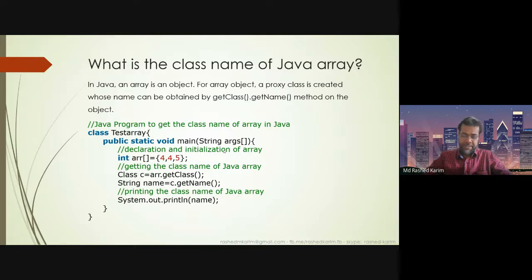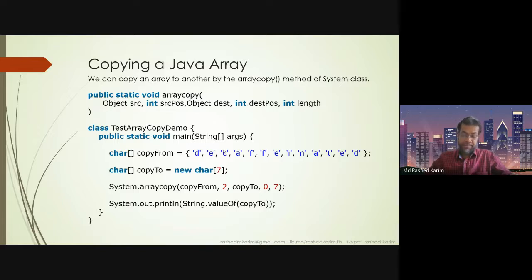It's not required. You can go for practice. That's the class name of the array. Basically, it will show the class name of the Java array. Then copying array. You can copy to another array. This is the copy from. So one variable is copied from, a character type array, and you can copy to another variable. The size is 7 only. The data is stored here, and when you do array copy, this is an already built-in method.